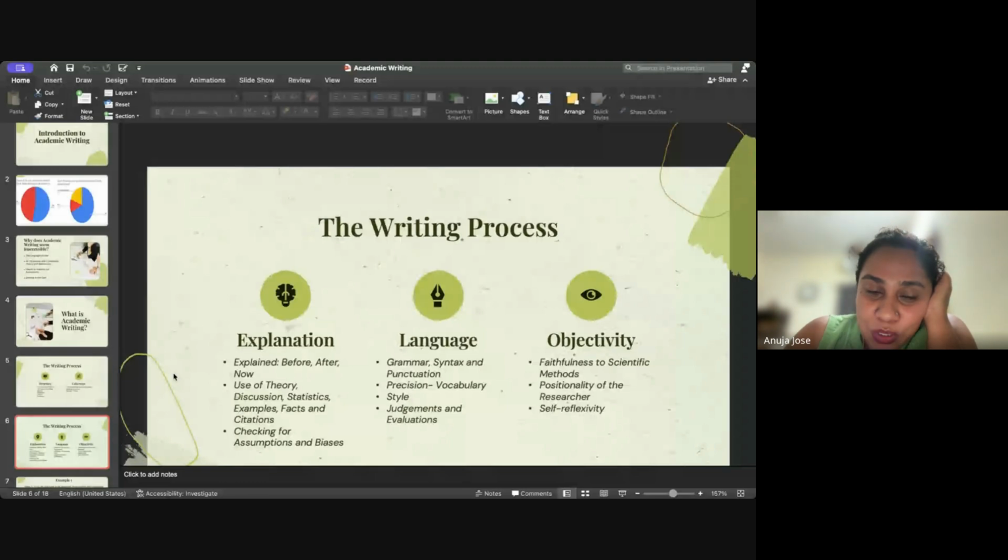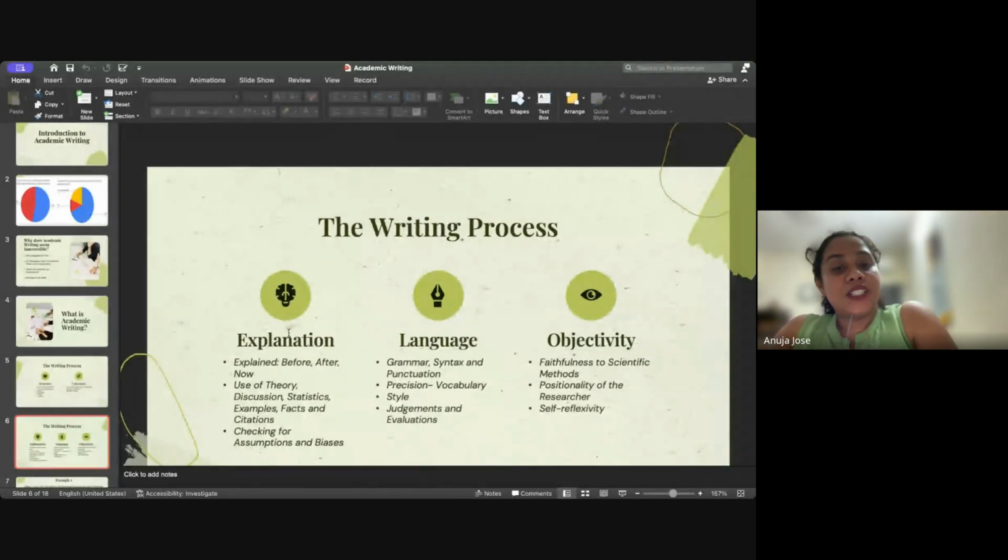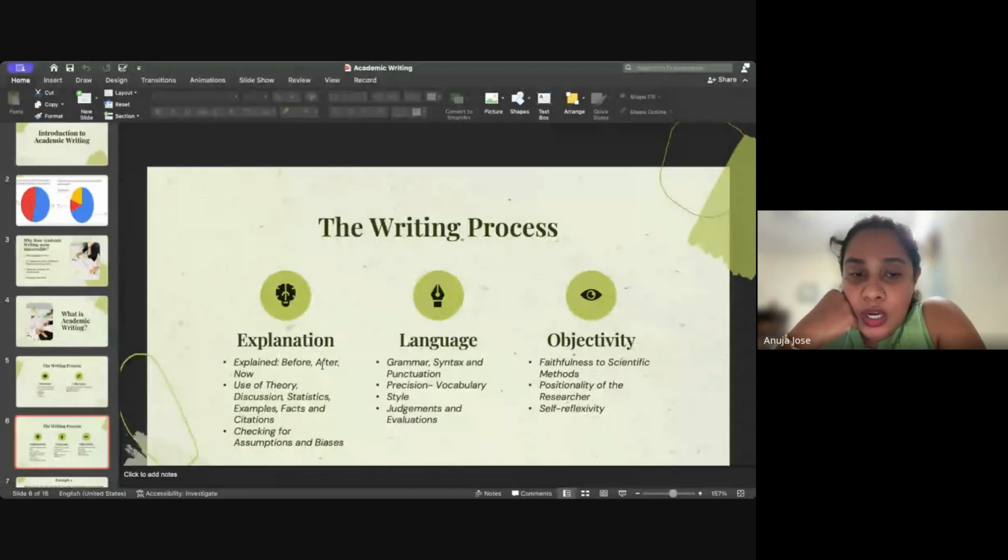So that's the problem. Anyway, regarding explanation, I told you how you can use theory, discussion, statistics, examples, facts, and citations to give an explanation to whatever idea you want to communicate, and also checking for assumptions and biases. You should be very cautious and aware when you're writing. Is this sentence that I have mentioned here coming from a bias? Have I given scientific evidence? Have I given enough explanation? And only then you move on to the next part.